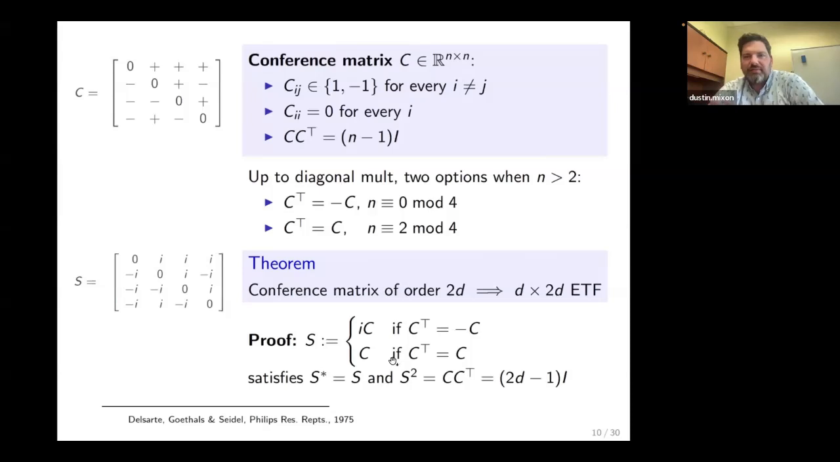If it's symmetric, you just leave it alone. It's a signature matrix all by its lonesome. So this is how you get an ETF from a conference matrix. If you were to take the signature matrix and then pump up the diagonal to make a Gram matrix and then factor that to get a short fat matrix, where the columns here will span lines in C^2 that form an equiangular tight frame.